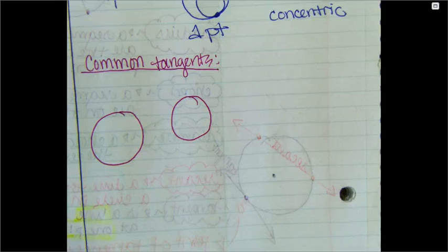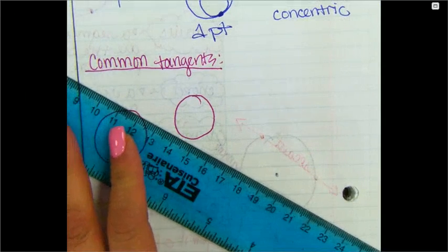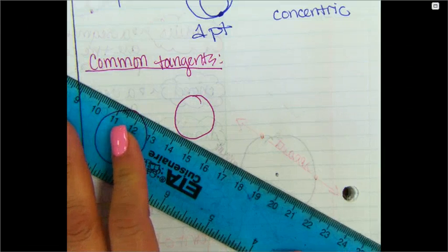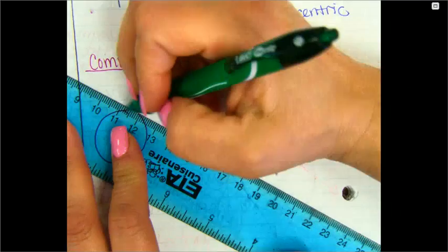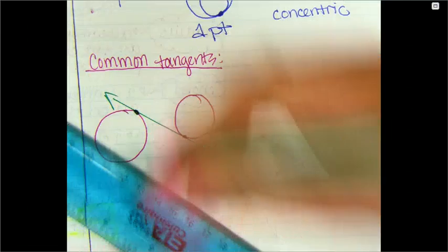Common tangent means it's going to touch both circles how many times? How many times does a tangent touch one circle? Once. So how many times are we going to touch each circle? Each circle only once. We're going to touch both circles, but we're only going to touch each circle once. So there's one.